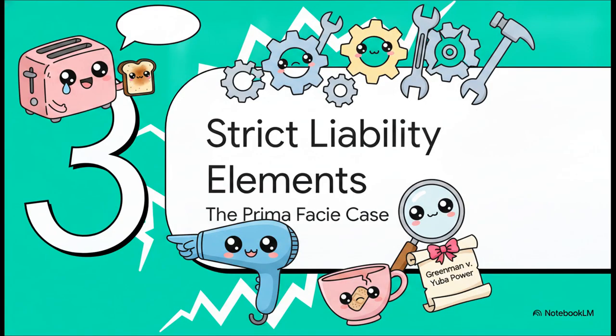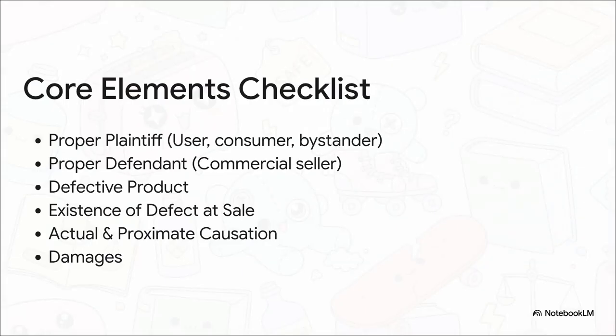Section 3. Strict liability core elements. Let's shift our focus specifically to the strict liability deep dive. The absolute liability origins for this track actually go way back to the landmark case of Greenman versus Yuba Power Products, which established that a manufacturer is strictly liable when a product proves to have a defect that causes injury. But the crucial point for you is knowing exactly what elements to check off on your exam.